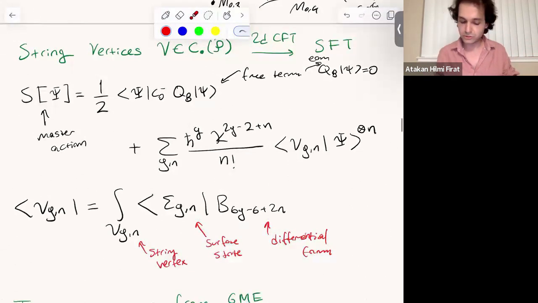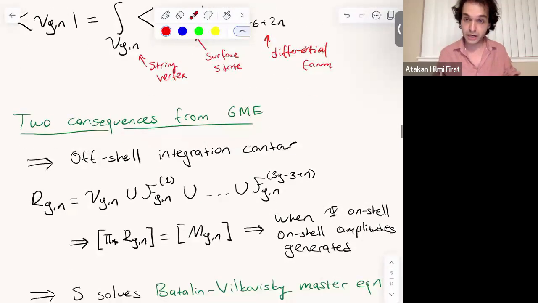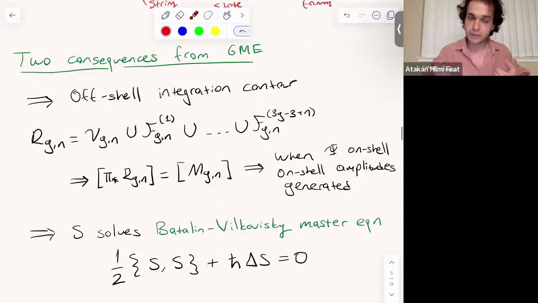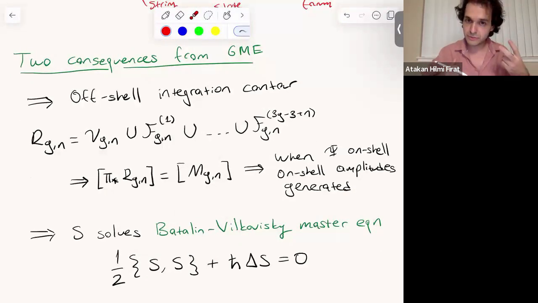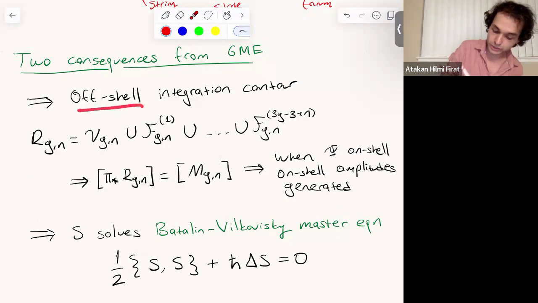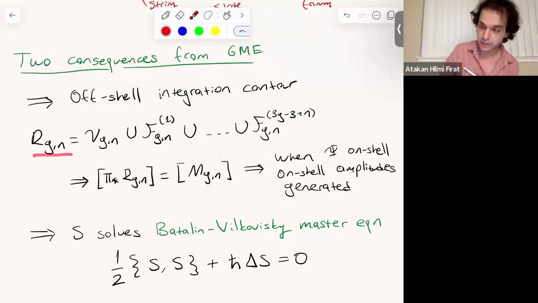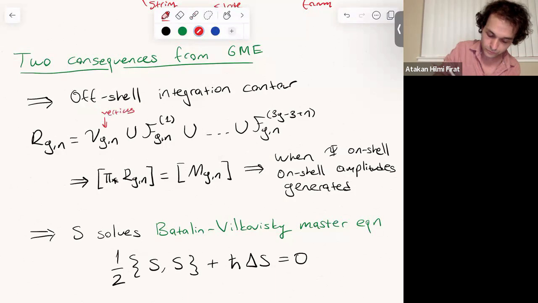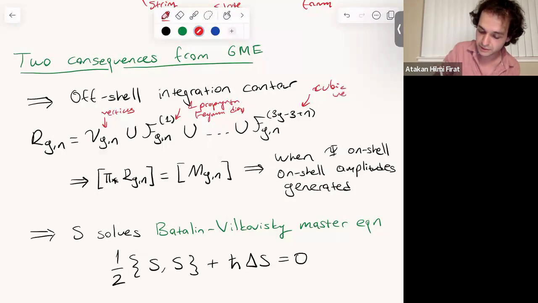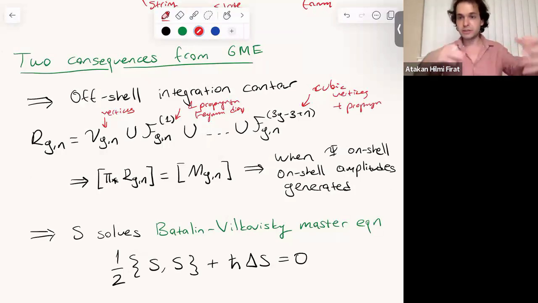So so far so good, but let me explain why I impose this geometric master equation. Well, there are essentially two reasons. One is that you use string vertices to construct this integration contour for your off-shell amplitudes. So you have vertices, you have one propagator Feynman diagram, and same as before, the thing that you construct with cubic vertices plus propagator. So basically, you construct all possible Feynman diagrams and the vertices for genus g with n punctures.